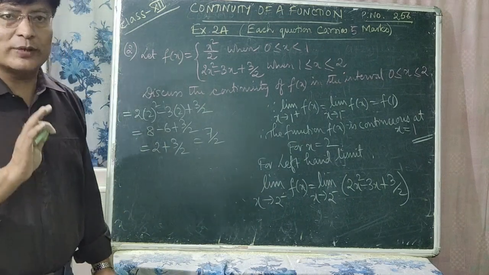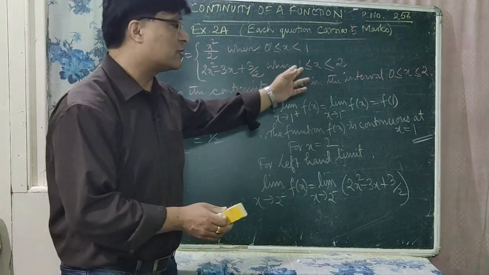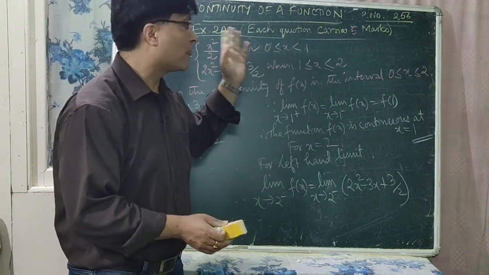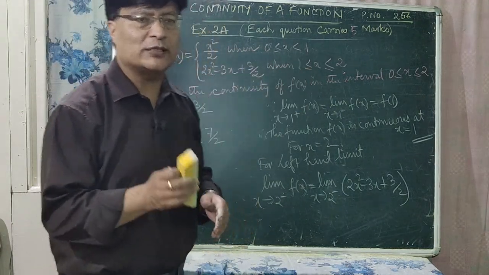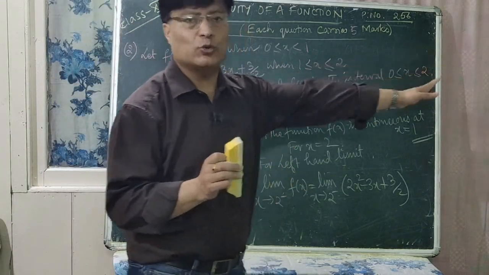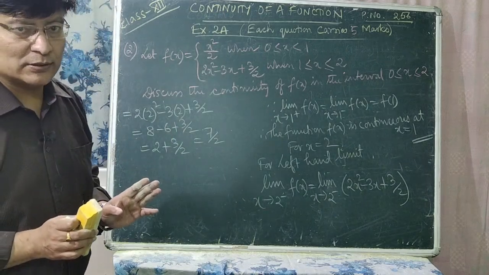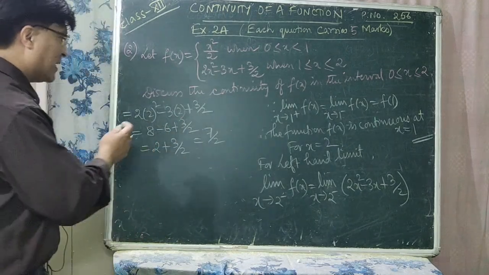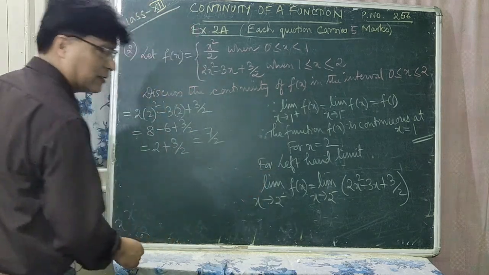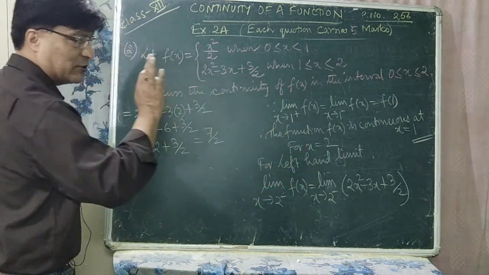So in this case you cannot find out the right hand limit at x is equal to 2, because x greater than 2 is not given out here. So you just have to check the continuity at every point in the interval in between 0 and 2 only. So no need of getting the right hand limit out here. Okay. Now at x exactly equal to 2, this is your left hand limit, that is when x is approaching towards 2 from the left hand side.